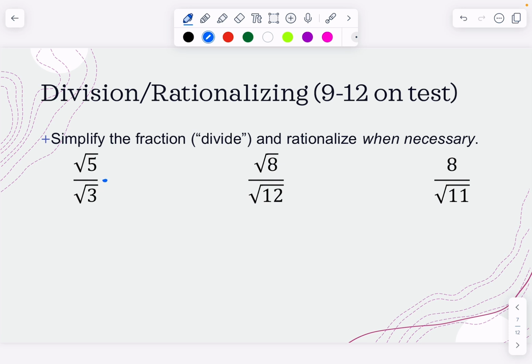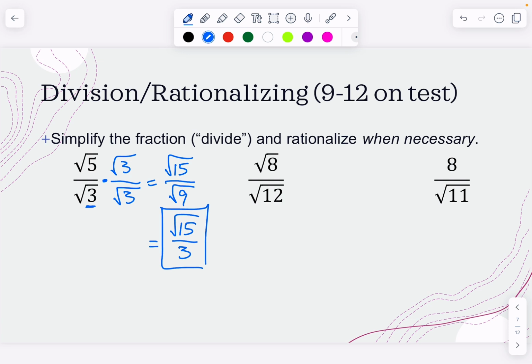So I'm going to multiply by a fancy form of 1, square root of 3 over square root of 3. Remember, that comes from the denominator value here. Now, across the top, 5 and 3 need to be multiplied to give me square root of 15. Across the bottom, I have square root of 9. And from there, I can just simplify the denominator because the square root of 9, after multiplying by that fancy form of 1, is going to just be 3. So my final answer is square root of 15 over 3.